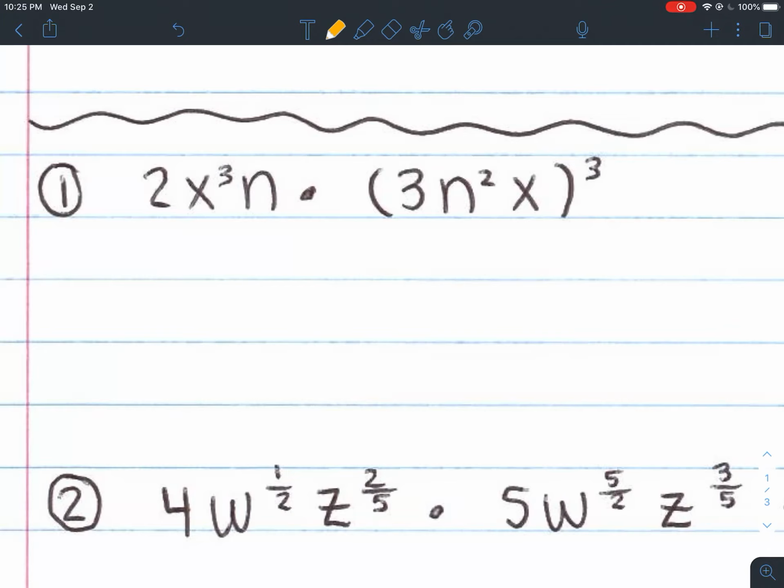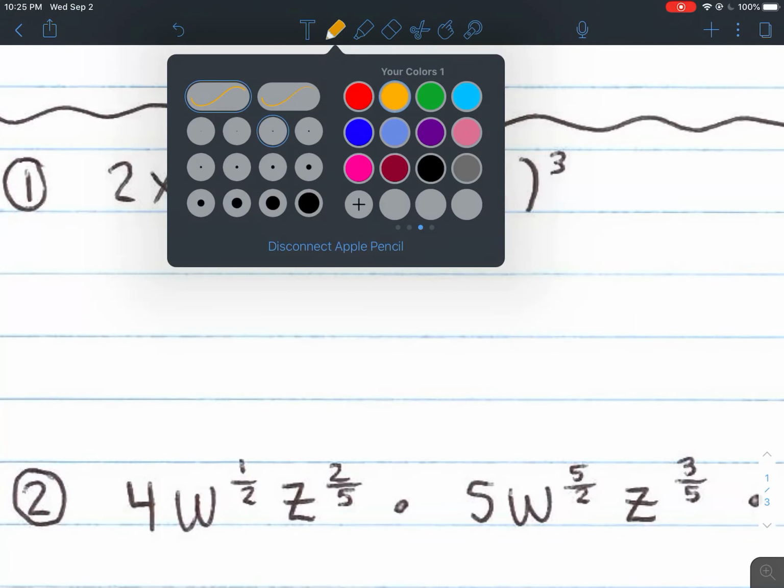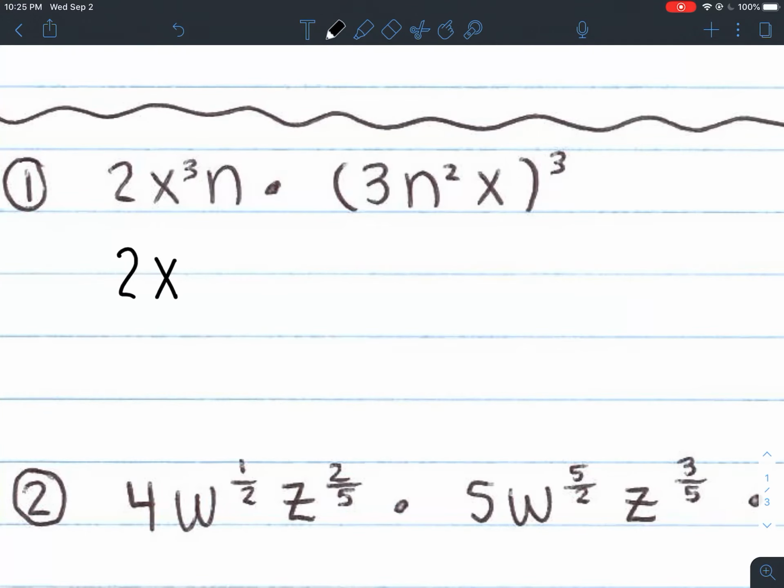I noticed that there's a multiplication sign in the middle, so I'm going to split this into the left side and the right side. Looking at the left side over here, I'm trying to think of anything I can combine or simplify with just this left side alone. But there's nothing I can do on that left side, so I'm going to leave it as is. I'm going to just leave it as 2x cubed times n, and then multiply to whatever's going to happen over here.